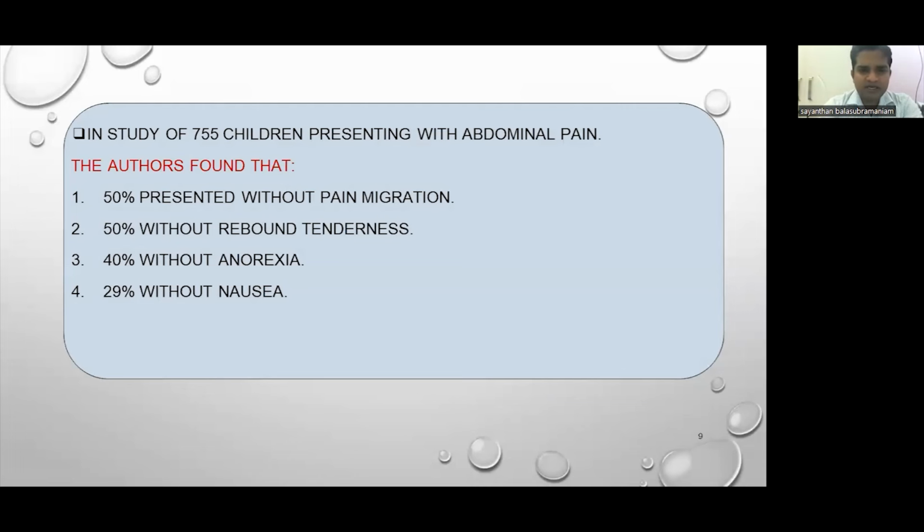There were 755 patients, that means children, presenting with abdominal pain, and the author found in that research that 50% presented without pain migration, another 50% without rebound tenderness, 40% without anorexia, and 29% without nausea. So you see the variations of presentation are there. So don't ignore abdominal pain. In patients with abdominal pain, don't expect that they will always present with classical signs and symptoms.